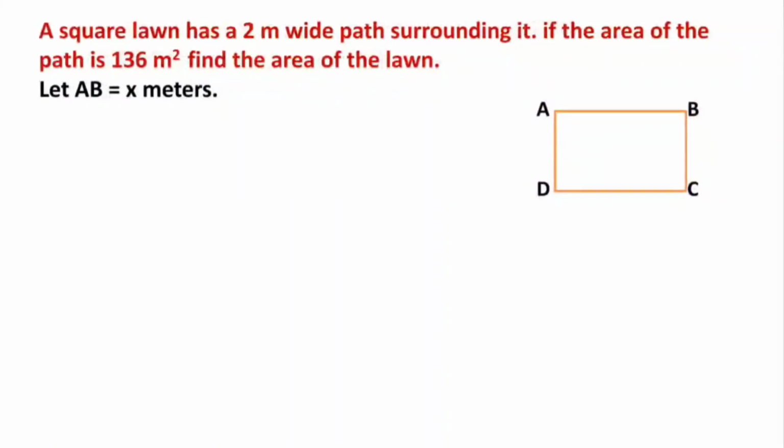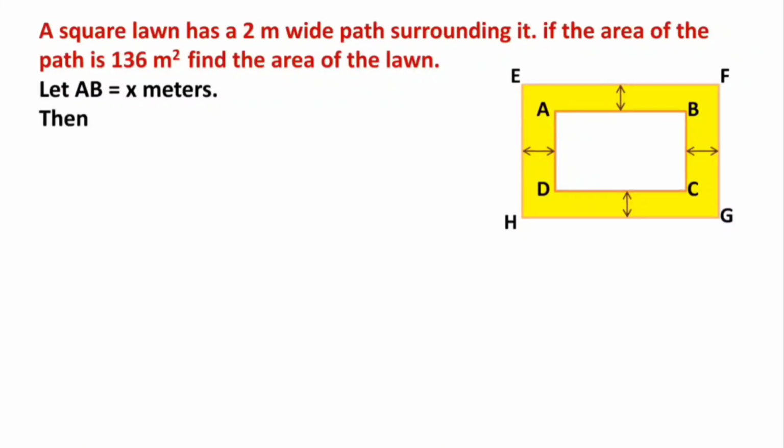Here the side of the square AB is equal to x meter, and a square lawn has a 2-meter wide path surrounding it. So all these sides are 2 meter wide. Now EF is equal to x plus 2 plus 2 meter, which is equal to x plus 4 meter. Thus, each side of the new square is x plus 4 meter.